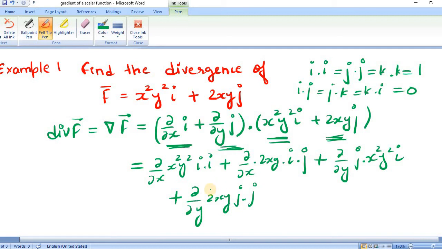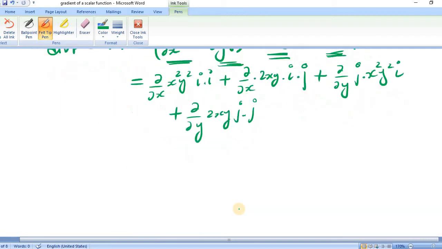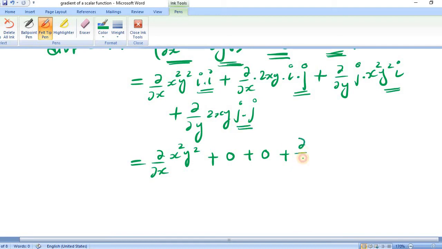So now we'll use the results. We can see that this i dot i will be 1. So this is del upon del x of x square y square, plus this i dot j will be a 0. So this term will be a 0, plus again this j dot i will be 0. So this term will also be a 0, plus this one, j dot j, will be a 1. So this is del upon del y of 2xy.